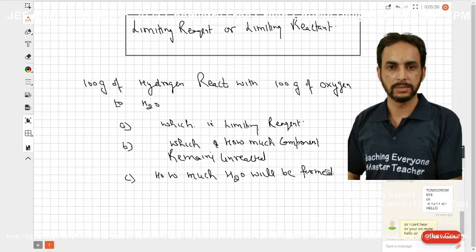So oxygen is the limiting reagent. And then H2O formed is 6.25 moles. And then the component that remains unreacted is hydrogen, and the amount is 75.